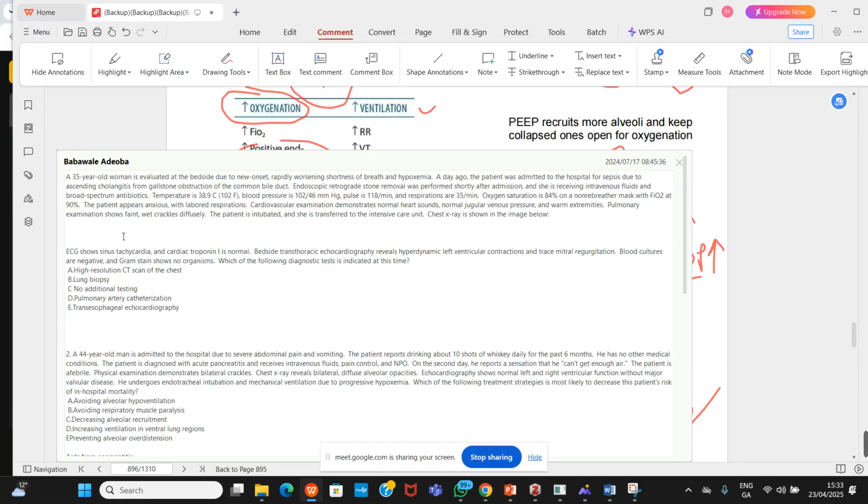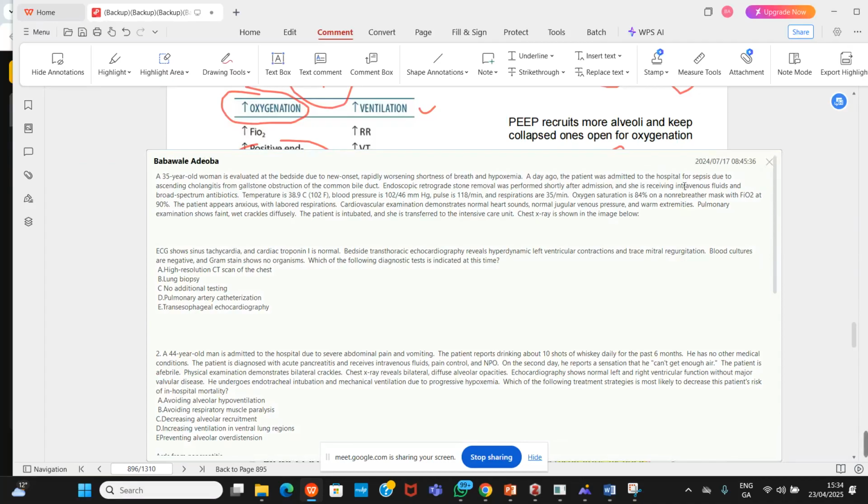respirations. Cardiovascular examination shows normal heart sounds, normal jugular venous pressure, warm extremities. Pulmonary examination shows faint wet crackles diffusely. The patient is intubated and transferred to the ICU. Chest X-ray is shown below. ECG shows tachycardia, cardiac troponin I is normal. Bedside transthoracic echo shows hyperdynamic left ventricular contraction with trace mitral regurgitation. Blood cultures are negative and gram stain shows no organism. Which of the following diagnostic tests is indicated at this time?